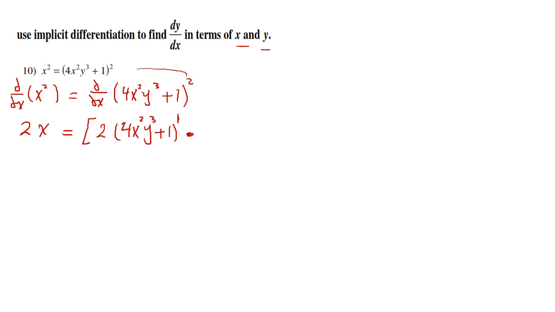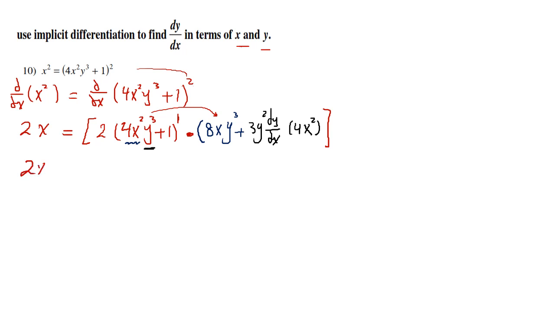Multiply by the derivative of what is inside the bracket. And the derivative of what is inside the bracket is a product rule. So the derivative of the first, 8x, multiplied by the second, y^3, plus the derivative of the second, which is 3y^2 dy/dx. Any derivative of y, I should write dy/dx. Multiply by the first, which is 4x^2. Now the problem is how to simplify this.